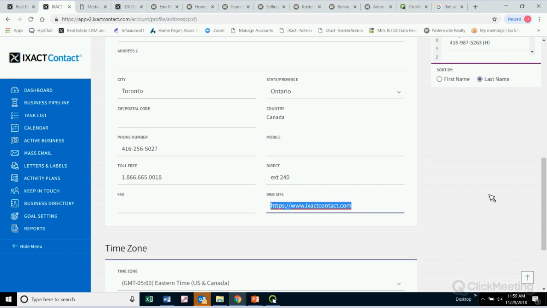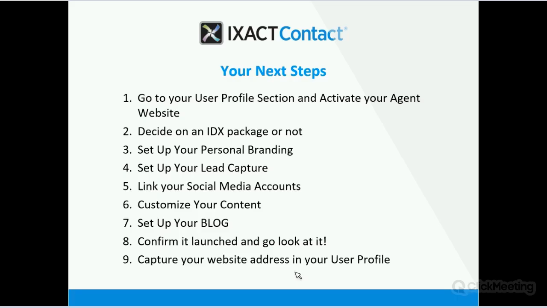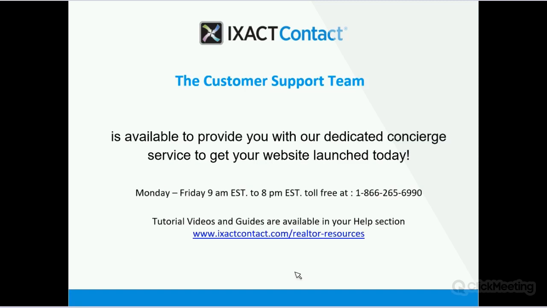I really hope this presentation has given you more insight into IXACT Contacts website features. Again, IXACT Contact is committed to your success, and we are here to help. So if you need it, the support team is available to provide you with our dedicated concierge service to get your website ready and launched today. Toll-free number is 1-866-265-6990. And they are available Monday through Friday, 9 a.m. Eastern to 8 p.m. Eastern.